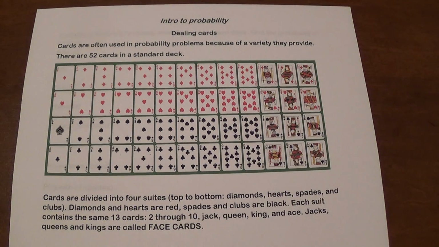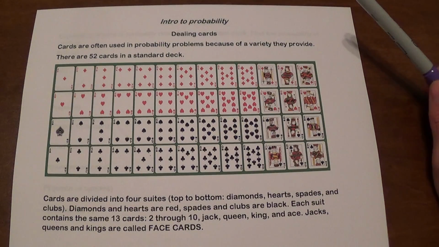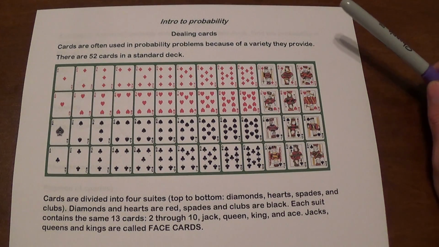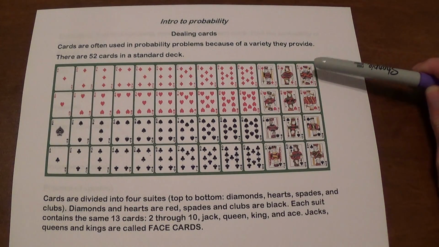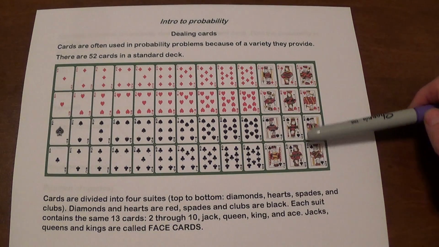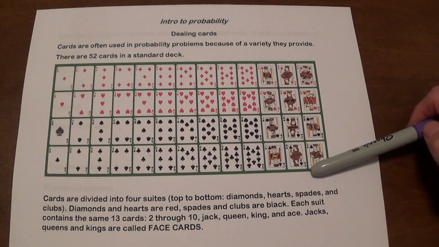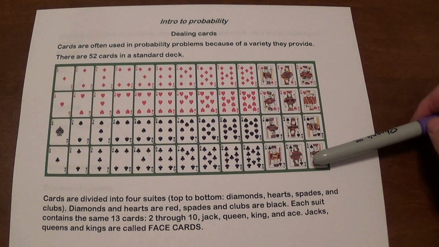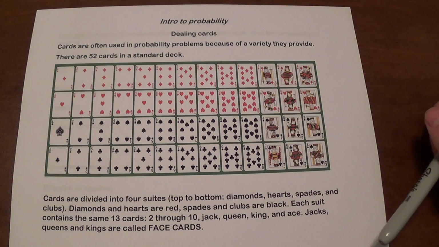So what do we have? Our standard deck has 52 cards. They're divided into 4 suits, top to bottom: diamonds, hearts, spades, and clubs. Every suit is going to have the same set of 13 cards: 2, 3, 4, 5, 6, 7, 8, 9, 10, jack, queen, king, and an ace. Diamonds and hearts are red, clubs and spades are black.